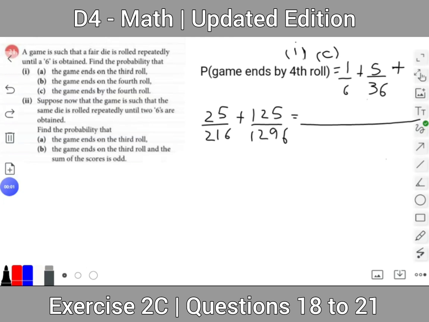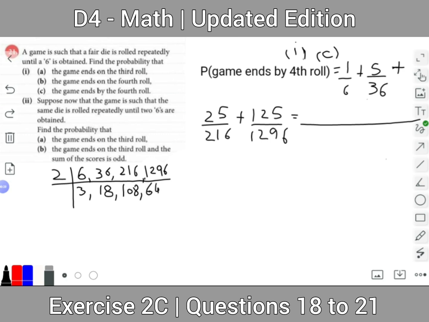Now we are taking the LCM of these four numbers: 6, 36, 216 and 1296. So here we have 2 3s are 6, 2 1s are 2 and 2 8s are 16. Here we have 2 1s are 2 and 2 8s are 16, 2 6s are 12, 2 4s are 8 and 2 8s are 16.